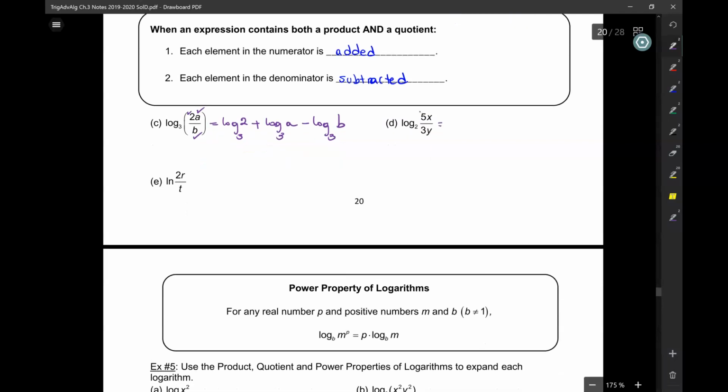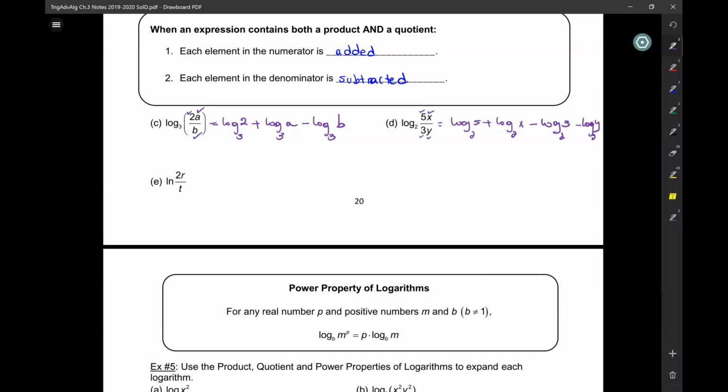Okay, next one. How many elements? 1, 2, 3, 4. So, log 2 of 5 plus log 2 of x. Okay, now everything in the denominator gets a minus. Minus log 2 of 3 minus log 2 of y.